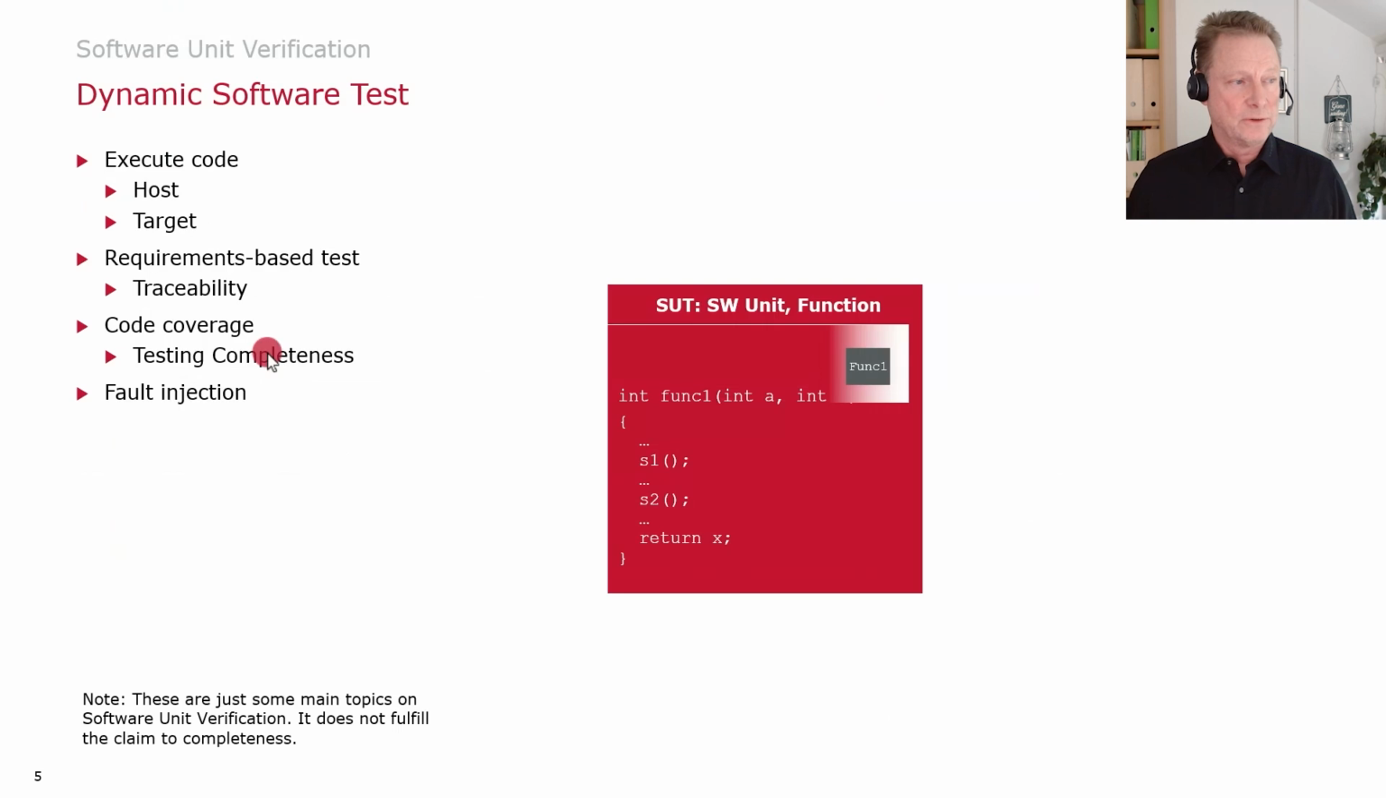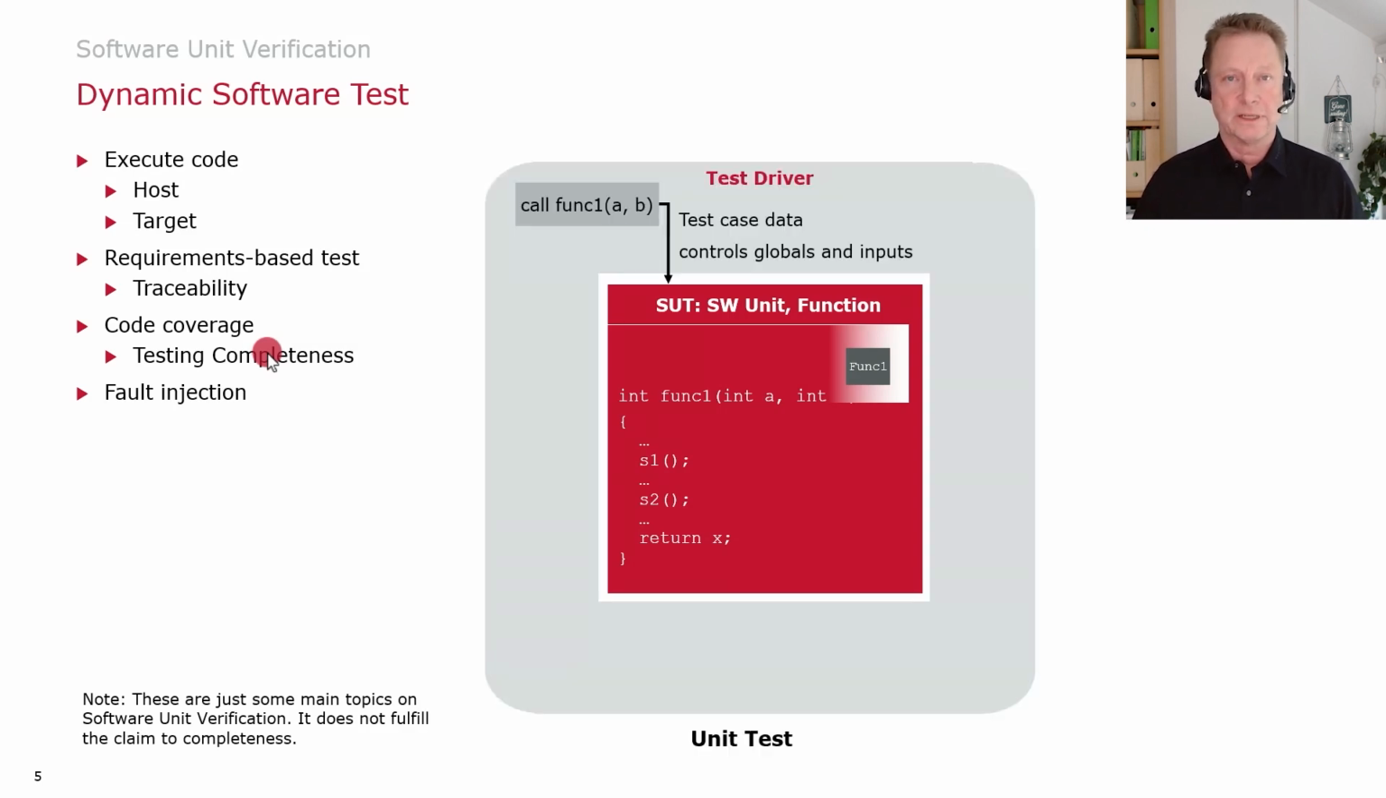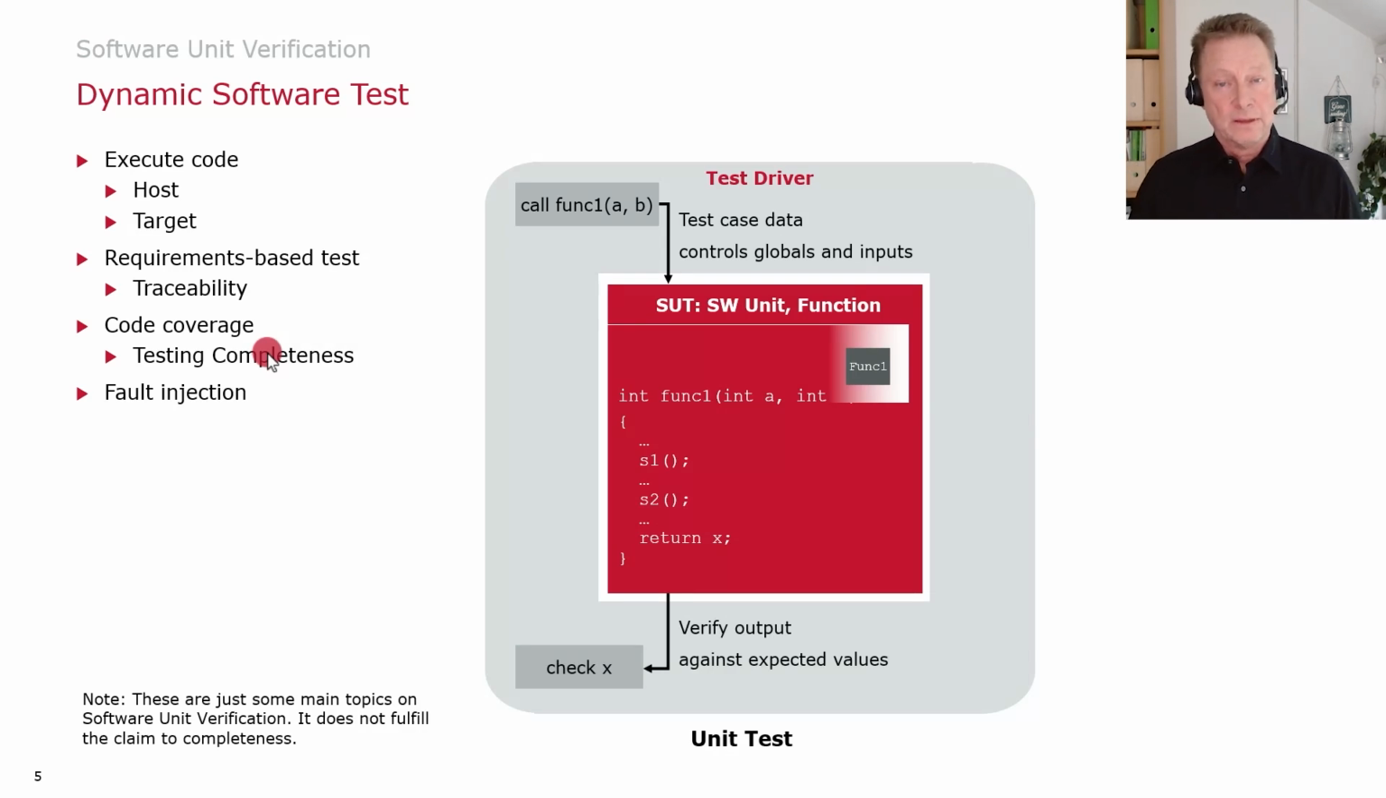So let's continue with verification, but the dynamic software test. In the software unit test, when we would like to test one function isolated and run it, we need to have a main and a test driver calling the function under test, setting some values before calling the function. After returning from the function, we need to verify it against expected values.